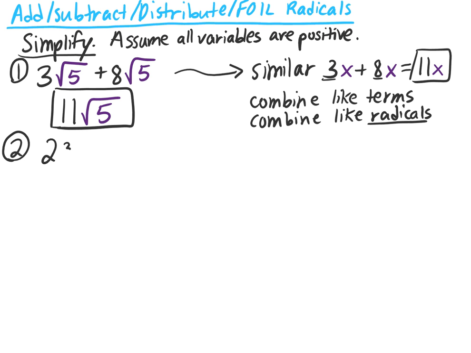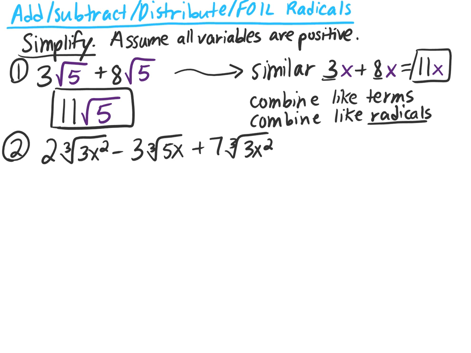We're going to do 2 cube root of 3x squared minus 3 cube root of 5x plus 7 cube root of 3x squared. Now we're looking for like terms. So I notice this is a cube root of 3x squared. I have another cube root of 3x squared here. So we'll be able to combine those. Unfortunately, this is a cube root of 5x, so that's a different term. So we won't be able to combine that.